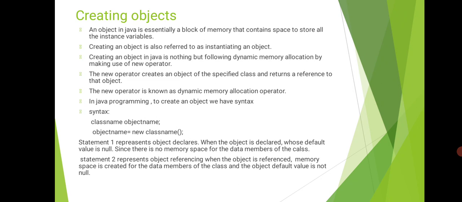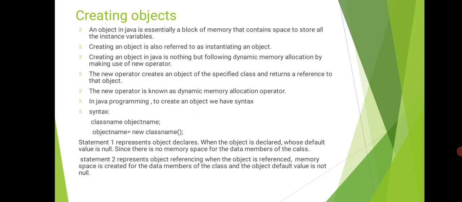So creating some memory space to store the instance variables is what creating objects means, right? Creation of an object is also referred to as instantiating an object. So here creation of objects, instantiation of objects, and instantiating an object all mean the same.